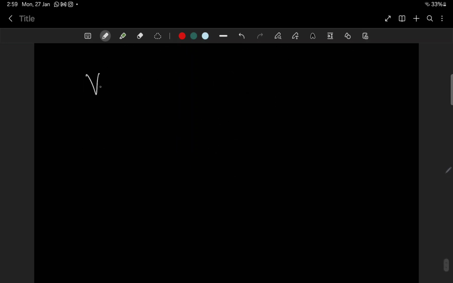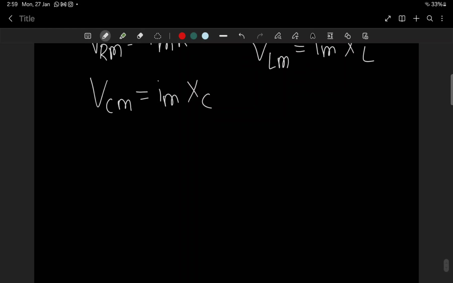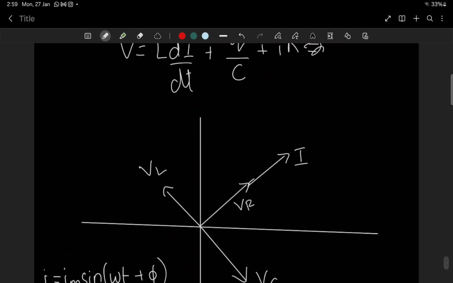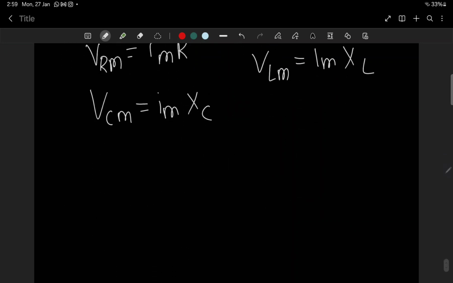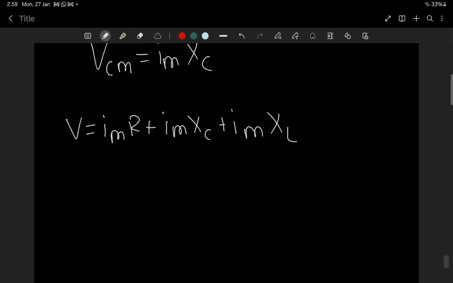Now what is the voltage due to the resistor? Very simple, Im into R. Voltage due to the capacitor is Im into capacitive reactance, and for the inductor it is Im into inductive reactance. Okay, these three things we got. Equation 1 is the starting equation that we wrote. This equation can be written as V equal to Im into R plus Im into Xc plus Im into XL. That is V equal to Vc plus Vr plus VL.